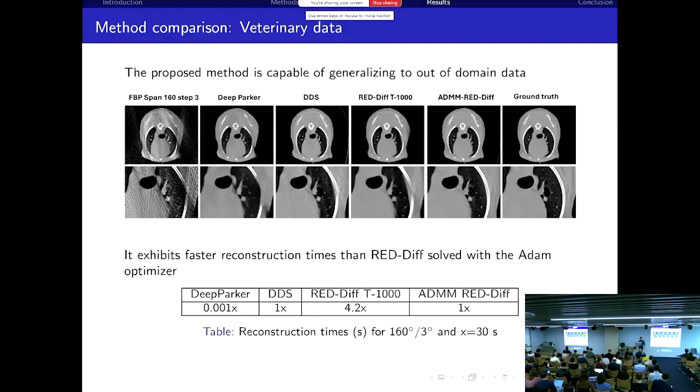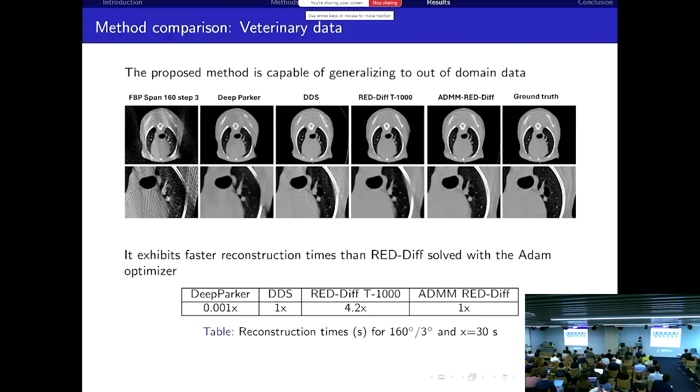Okay, and the real difference arises when we evaluate this on out-of-domain data. So in this case, on the veterinary images. And we can observe that, especially in this geometrically distorted region, the ADMM approximation is better capable of recovering the anatomical structures, especially compared to the rest of the methods.